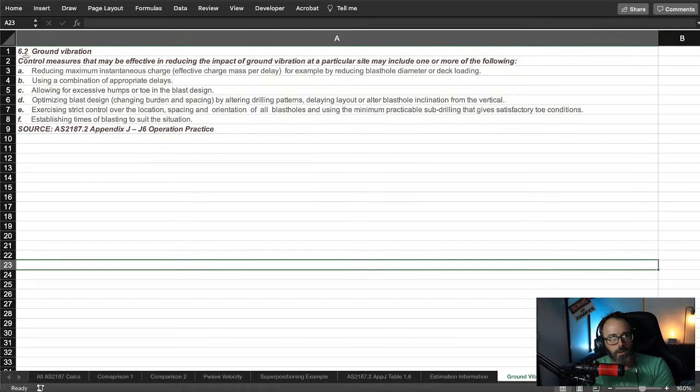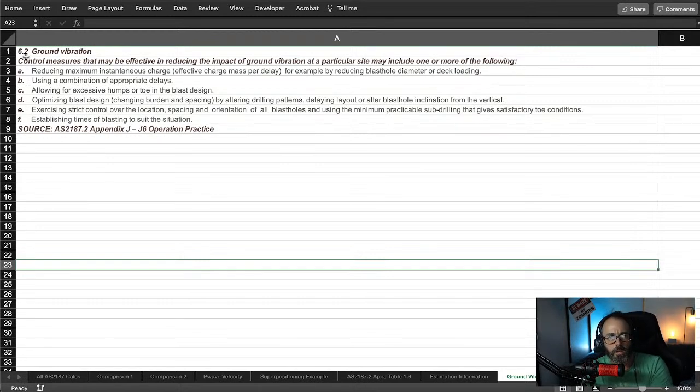So that's good. Allowing for excessive humps or toe in the design. I'm not sure I quite understand what they're trying to say there. We'll ignore that one. It didn't apply to our application. We were in a production shot. It's just a standard production shot.